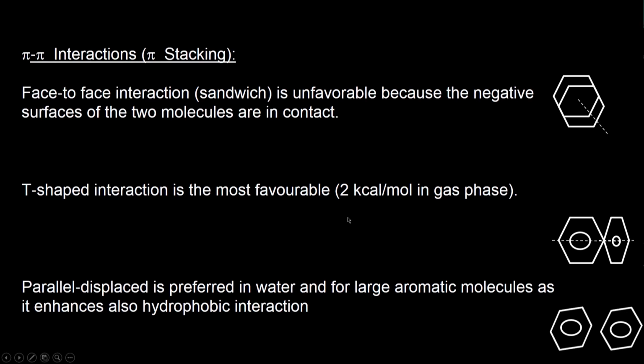T-shaped interaction is the most favorable. That means one benzene ring is flat, another benzene ring is perpendicular like a T, the energy is 2 kilocalories, and of course, this is the most favored. Parallel displaced means one benzene is flat, another benzene is not exactly on top, displaced but parallel.